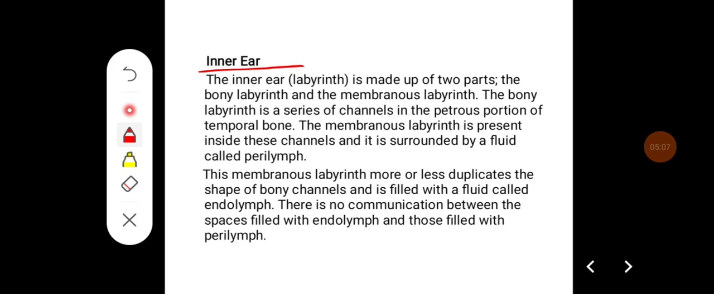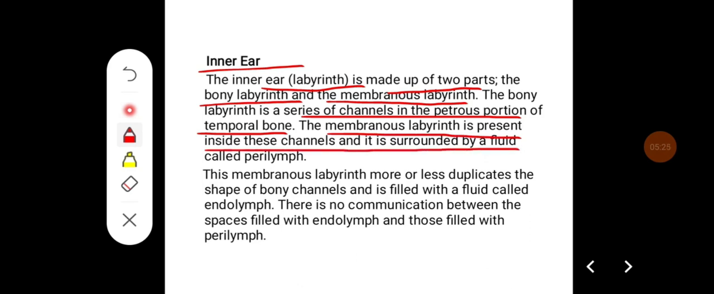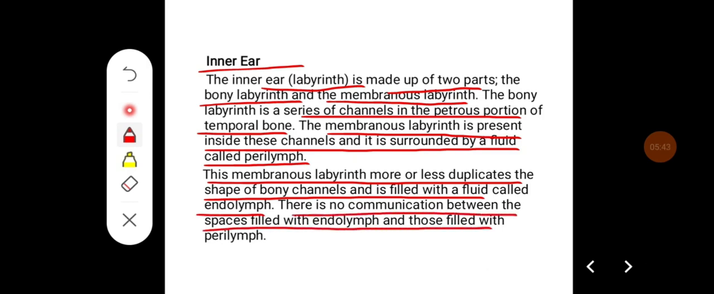The inner ear, also called the labyrinth, is made up of two parts, the bony labyrinth and the membranous labyrinth. The bony labyrinth is a series of channels in the petrous portion of the temporal bone. The membranous labyrinth is present inside these channels and is surrounded by a fluid called perilymph. This membranous labyrinth more or less duplicates the shape of the bony channels and is filled with a fluid called endolymph. There is no communication between the spaces filled with endolymph and those filled with perilymph.